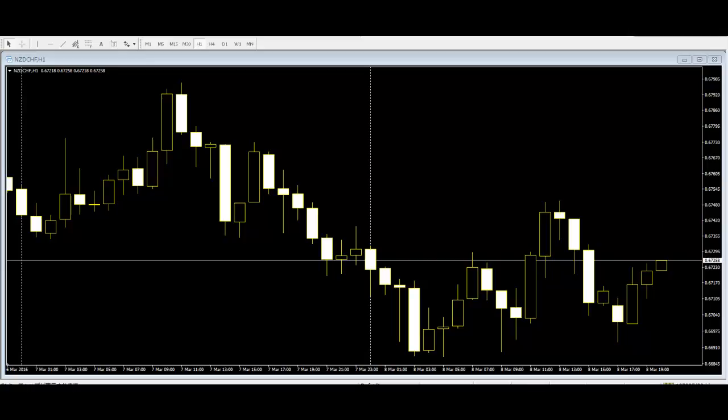Dark cloud cover is a bearish reversal candlestick pattern. It is bearish because it is a signal indicating the beginning of a downward movement. When it forms on a chart, it is most probable that the price will go down.